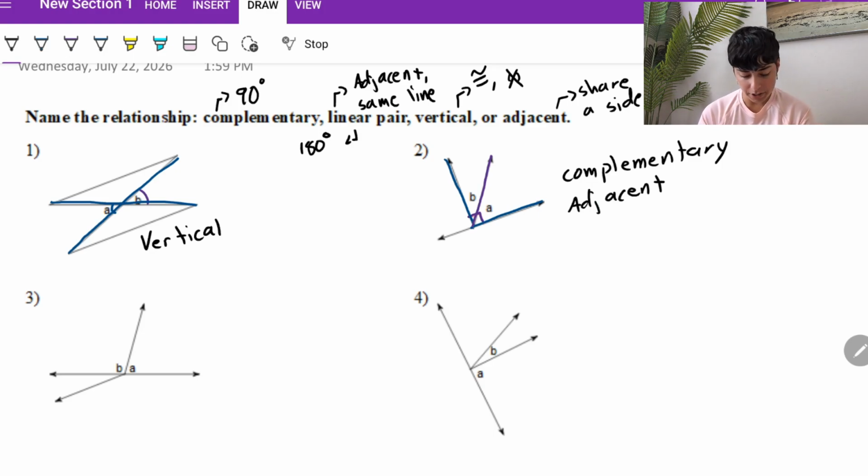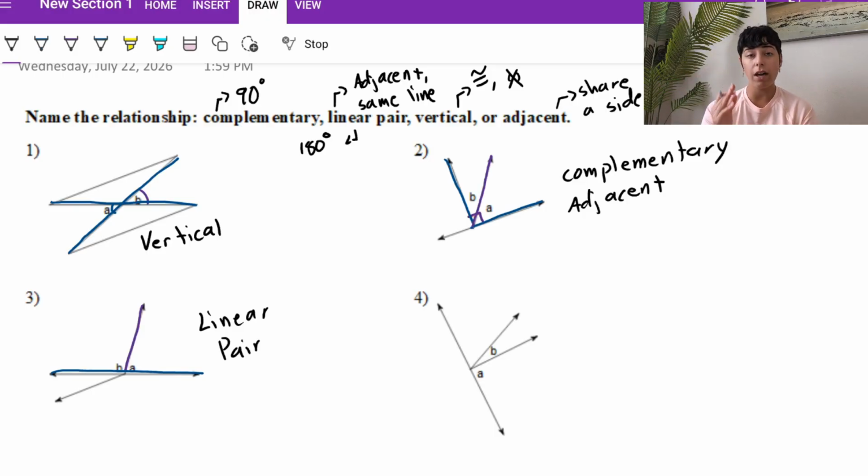All right, number three. I have two angles, and just like earlier, they share a side. So we know they're adjacent, but they also are on the same line. So that makes them a linear pair. Now we don't write linear pair and adjacent because you have to be adjacent to be a linear pair. So it's a bit redundant. So we would just say linear pair, and that automatically tells whoever we're talking to that they are supplementary and adjacent, meaning they're on one line touching.